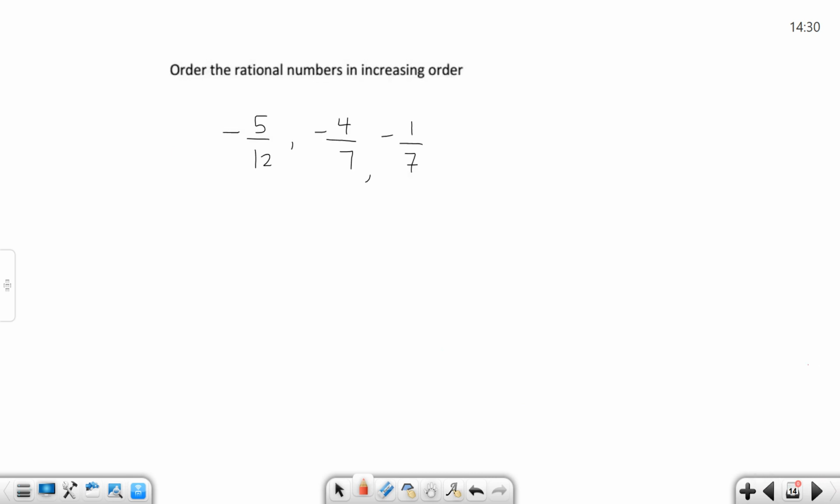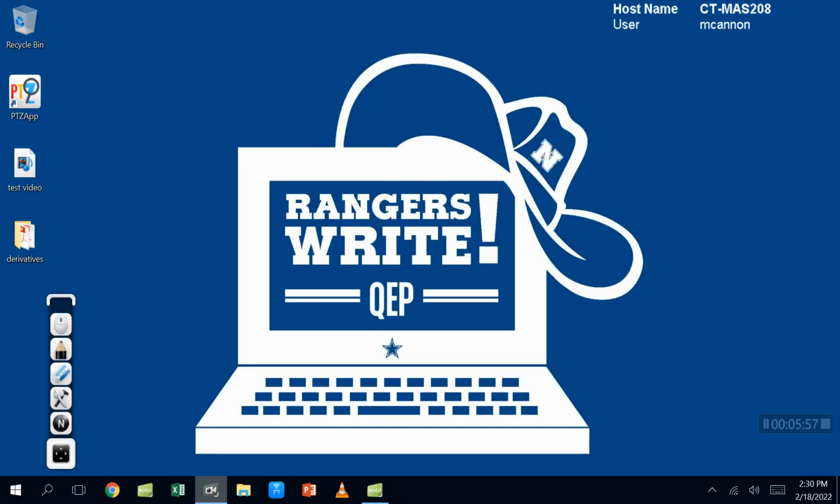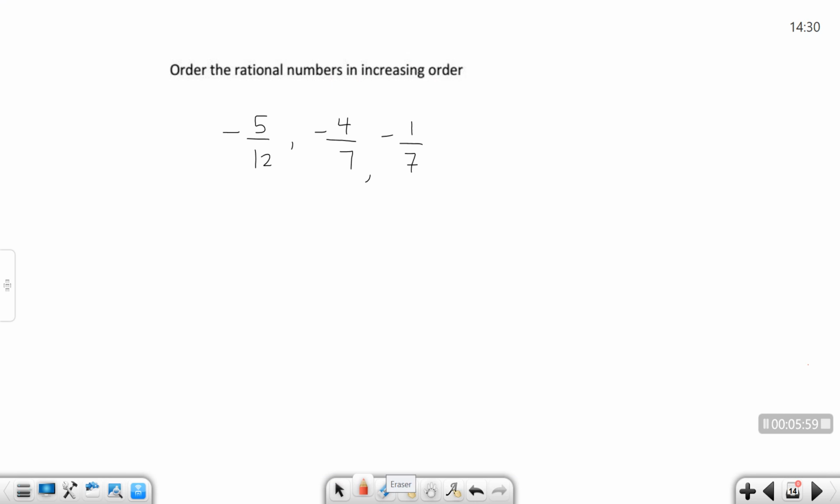Okay, so we have 2 slides left to go. The next thing I ask you to do is put these in increasing order. We have to put them in order, but the trouble with them is that they're negative. And that's the bad part, that they're negative. All right, so let's just deal with these two first for just a minute.